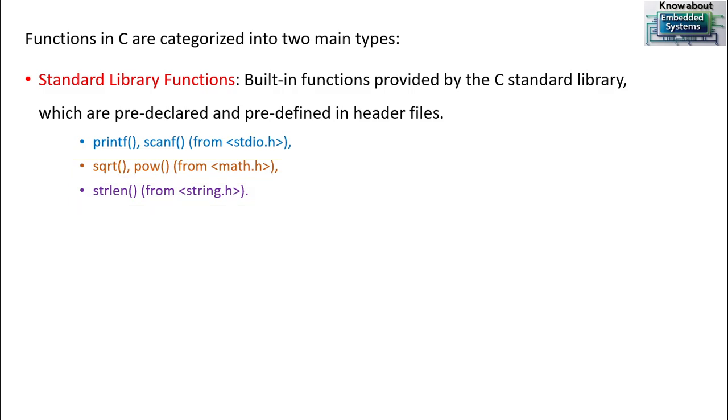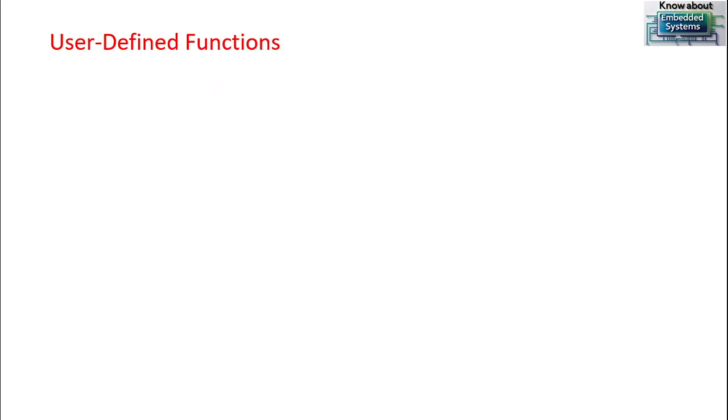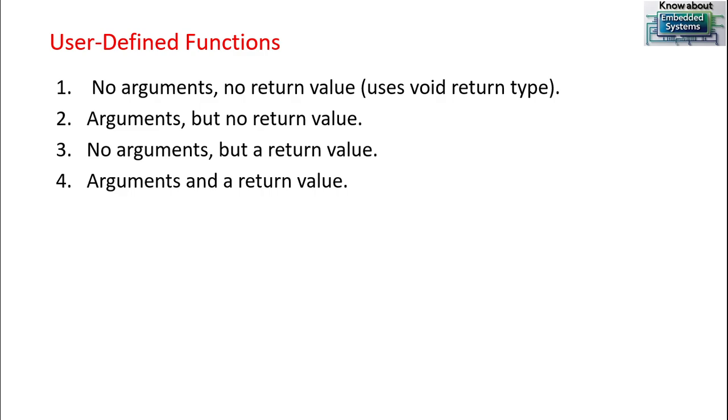And again, basically these are all functions. Now the second type of functions are called user defined functions. What do you mean by user defined functions? These user defined functions are nothing but the functions created by the programmer to perform a very specific task. Now, user defined functions are further divided into 4 smaller divisions.